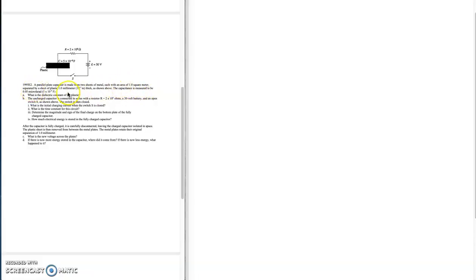All right, they give us the dimensions of the capacitor. We have an area of a square meter. The sheet of plastic is a millimeter. They convert it for us. How nice of them. And then we measure the capacitance directly. Then for part A, they want to know what is the dielectric constant of the plastic.